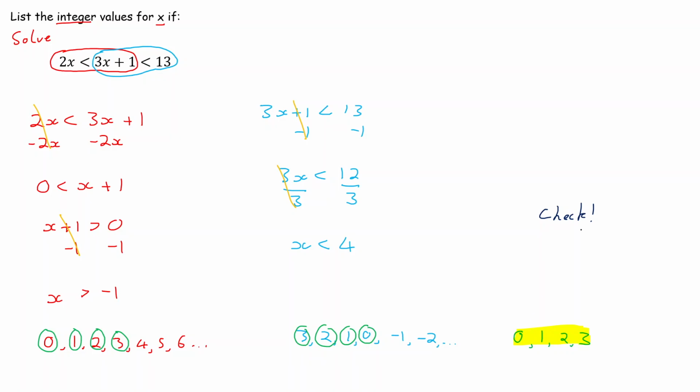So if we use x equal to 0 and put it into the inequality, what is 3 times 0 plus 1? Is it bigger than 2 times 0? And is it less than 13? So 3 times 0 is 0, add 1 is 1, which is bigger than 2 times 0, which is 0. That makes sense. 1 is bigger than 0. And also, it is less than 13. It makes sense. Good. If you chose a value outside of this range, you would see the inequality breaks down.